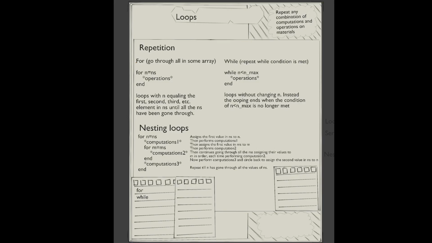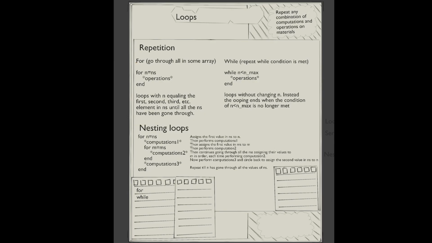All right, now on to loops. Loops are composed of two possibilities. One is a for loop, the second is a while loop. In a for loop, you go through all elements in some array, and in a while loop, you repeat until some condition is met. So here's the structure of a for loop.